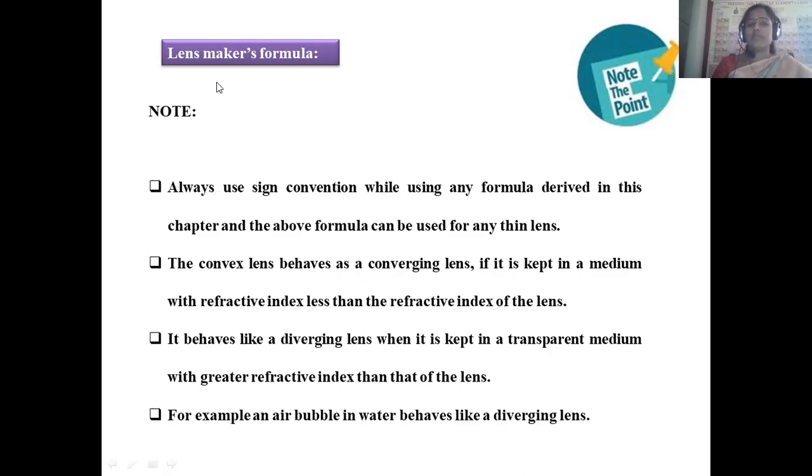So this is about the lens maker's formula, its applications and its limitations, and the important points to be taken into consideration while using this lens maker's formula. Hope this session will be helpful for your preparation.